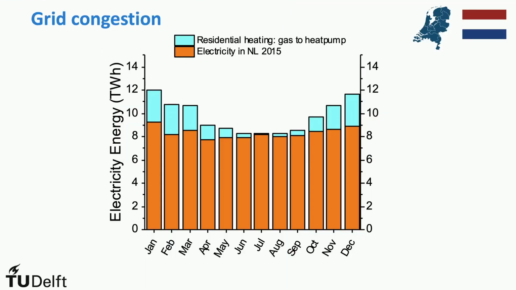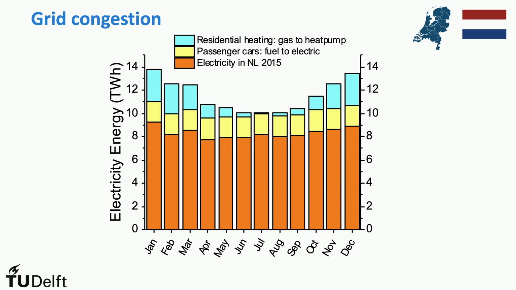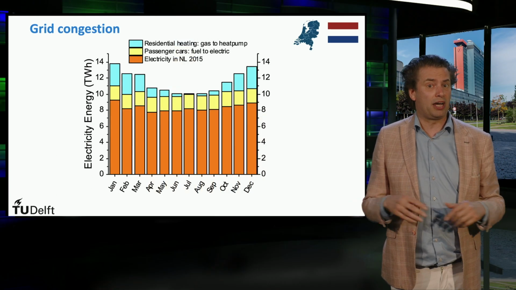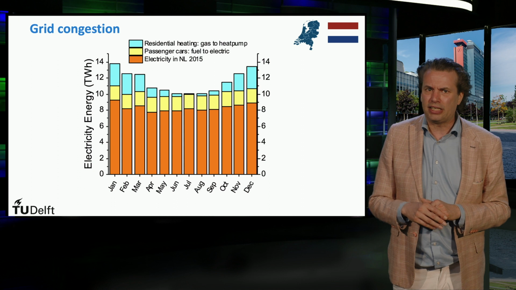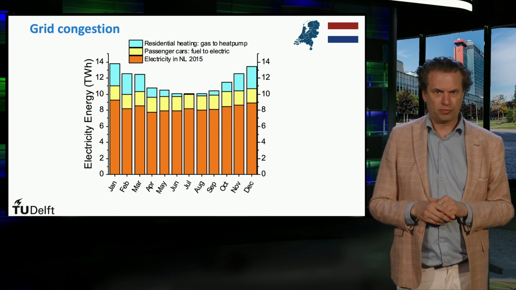Let's assume that a part of the residential heating should be replaced by electrical powered heat pumps. Currently, it's mainly based on gas powered heating. This would impact the electricity demands in the cold winter months. Light blue indicates the extra electricity energy needed for heating. In addition, if a large part of the passenger cars would be replaced by electrical cars, this would add an additional electricity need indicated in the light yellow.